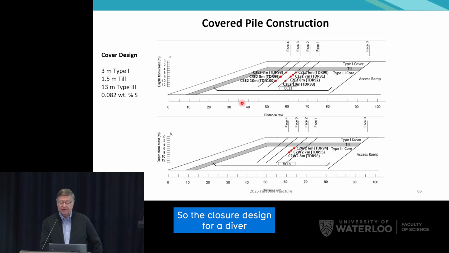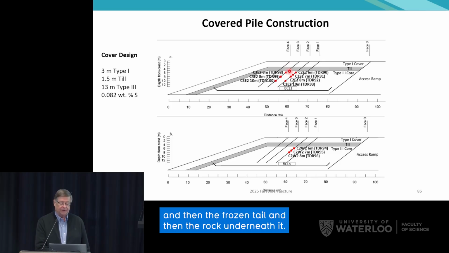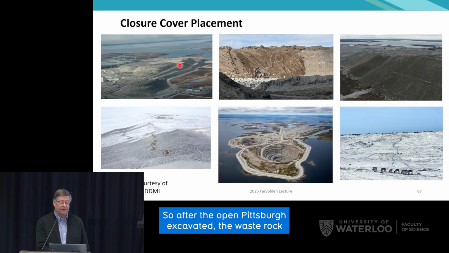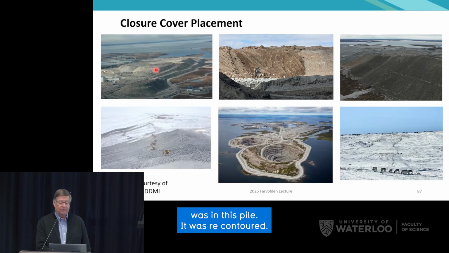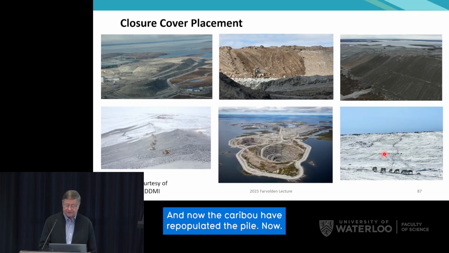So the closure design for Diavik is this layered system, with the benign rock, and then the frozen till, and then the rock underneath it. And this is the implementation of that cover system. So after the open pits were excavated, the waste rock was in this pile. It was recontoured, and then the till layer was put in place, followed by the tonalite layer cover. And you can see the recontoured waste rock pile in the background. And now the caribou have repopulated the pile.